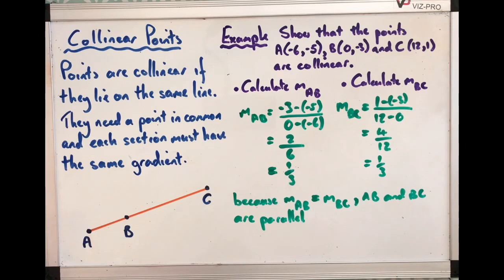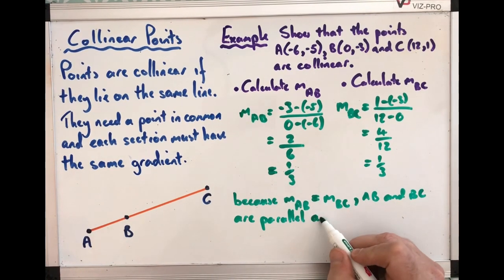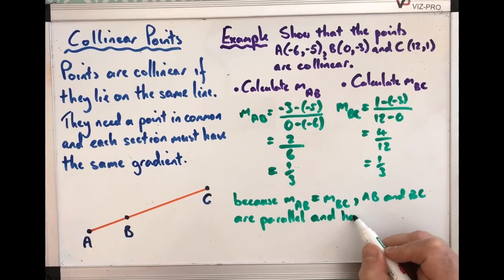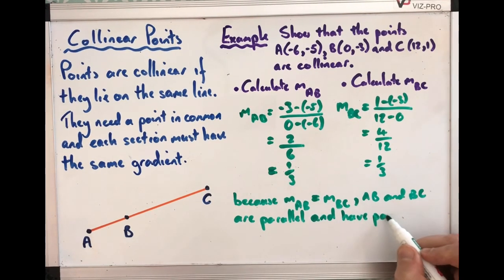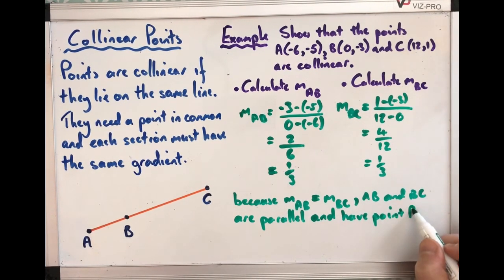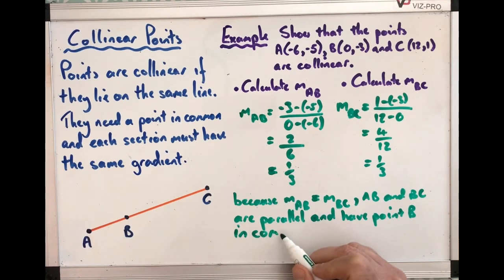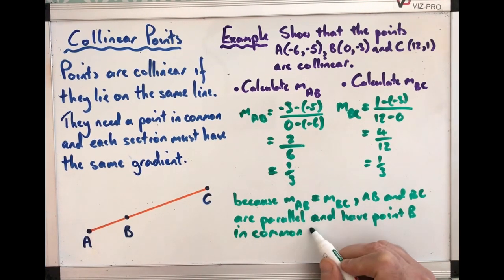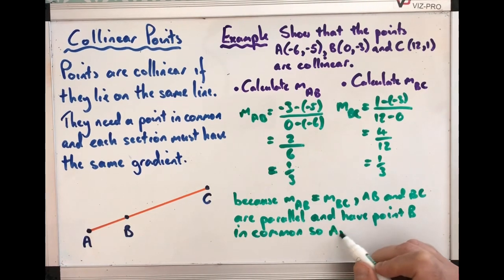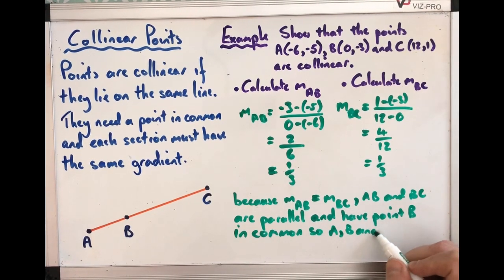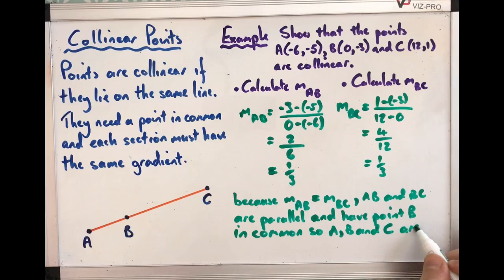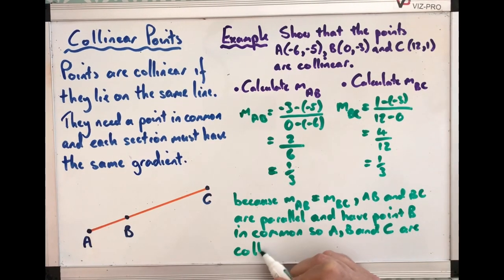I have to state that they've got a point in common. So, AB and BC have point B in common. So, A, B, and C are collinear.